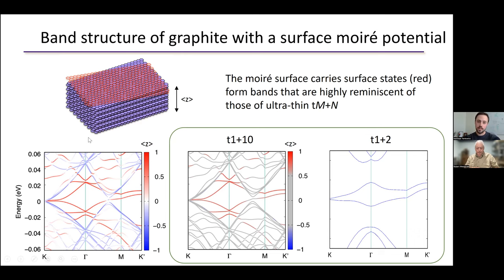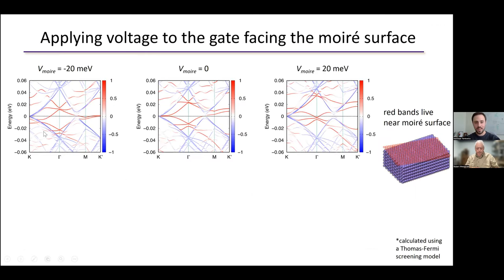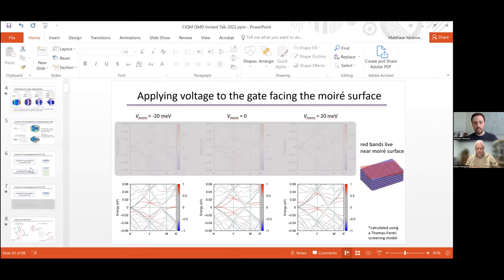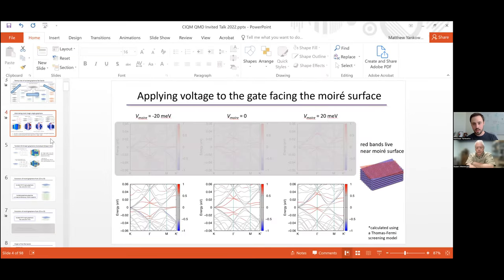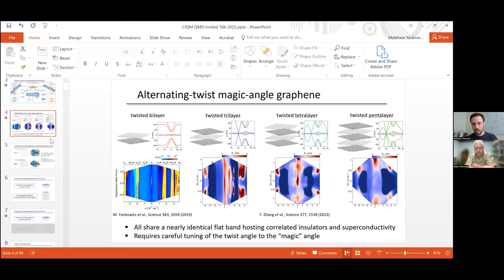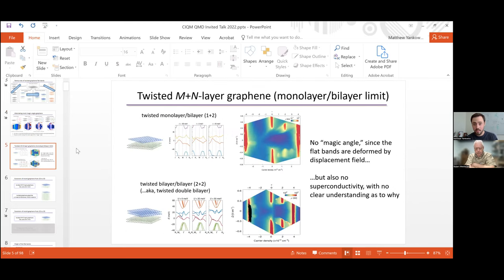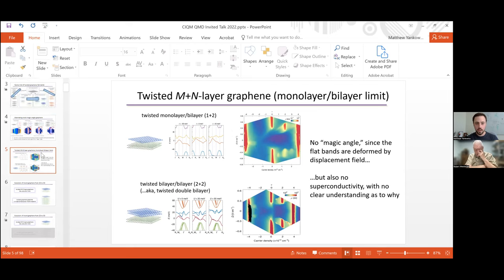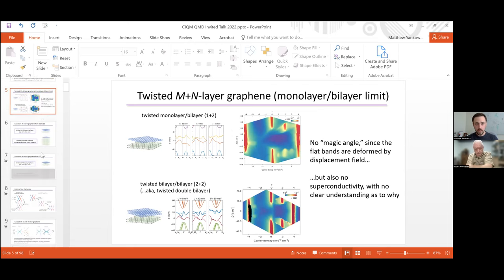Thoughts on why you don't get superconductivity? I think that's still the million-dollar question. It goes back to the comparison I tried to make between the ubiquity of superconductivity in these alternating twist structures and its apparent absence in the twisted mono bilayer. I mean, ultimately, I don't know.